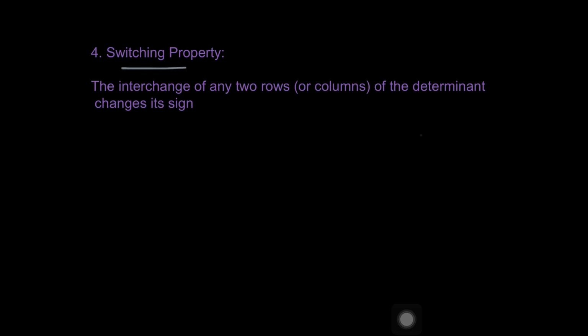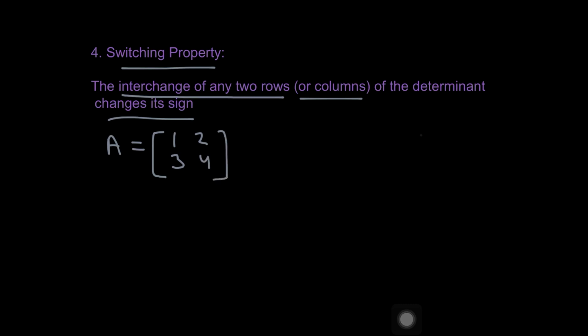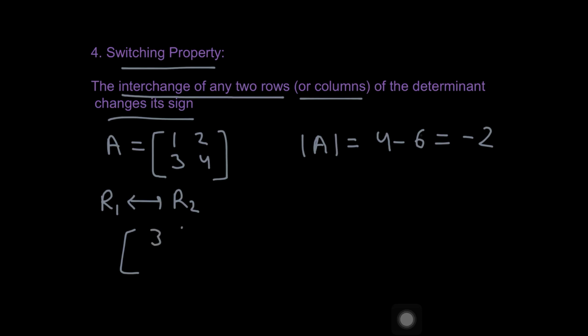Let's see another, that is the switching property. If we interchange any two rows or columns, then the determinant will change its sign, meaning the determinant will become negative. Let's see it with an example. Suppose we have A and A is 1, 2, 3, 4. Now what will be the determinant of A here? It will be 4 minus 6 equals -2. Now I am interchanging row 1 with R2. Then let's see what will happen. It will become 3, 4, 1, 2. Now let's see the determinant. The determinant of this will be 6 minus 4, so it became 2.